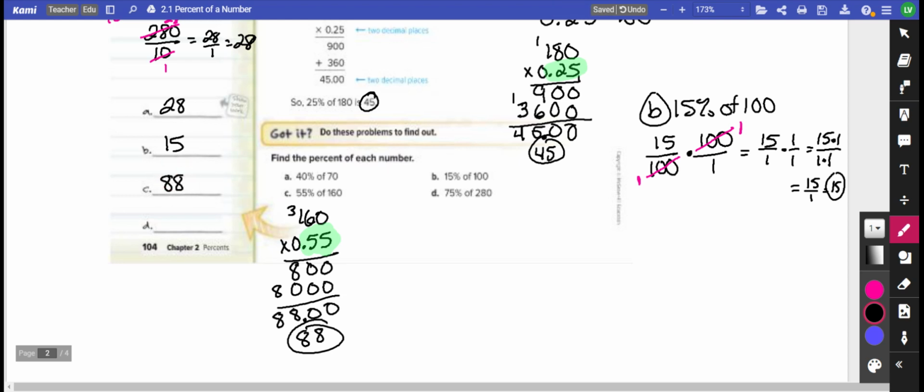Letter D, 75% of 280. So I'm going to take 280 times 75 hundredths. 0, here's 8 times 5 is 40, 5 times 2 is 10, plus 4 is 14. 0 for the placeholder, 7 times 0 is 0, 7 times 8 is 56, so I carry the 5, 7 times 2 is 14, plus 5 is 19. Add them all together.